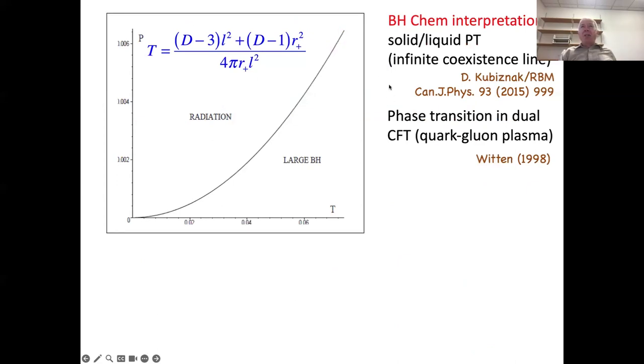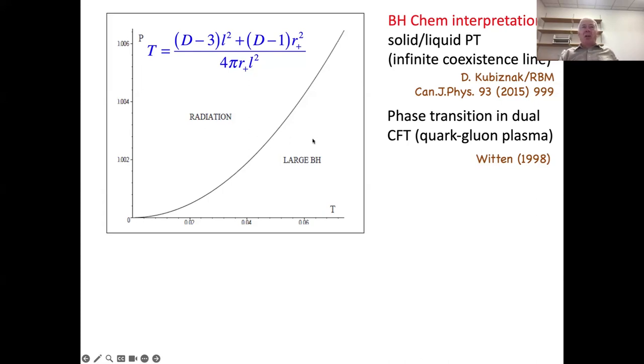Well, David Kubiznak and I showed that, in fact, you can interpret this from a chemical viewpoint. If you look at the coexistence curve, if you plot the pressure of the black hole, which depends on the quantity L that I showed on the previous slide, remember T min depended on L, it went like 1 over L, you can plot the pressure versus the temperature. Here's an expression for the temperature. And you find in any dimension, you get this infinite coexistence curve, which is very much like that of a phase transition from a liquid to a black hole solid.